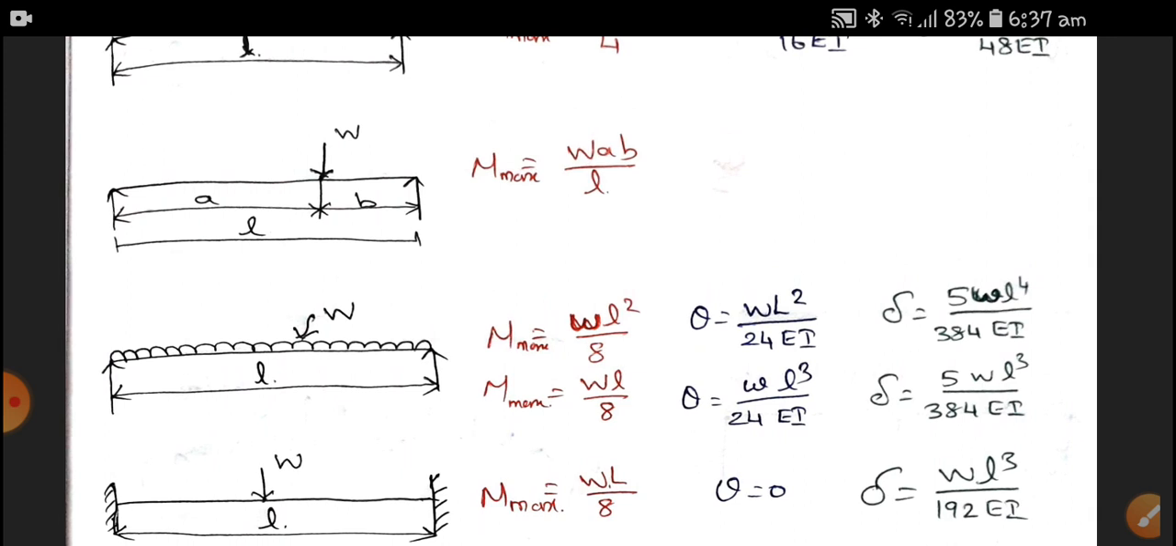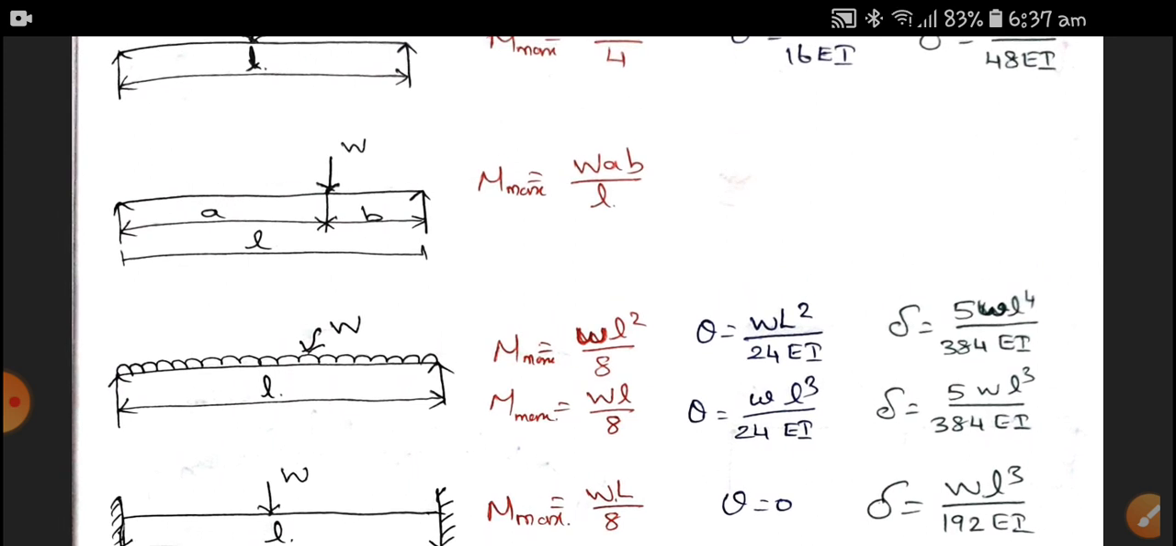Next, for the simply supported beam with uniformly distributed load over the whole beam. Here also small w and capital W come into the picture. Capital W is equal to small w into L, where small w is the rate of loading, that is capital W by L. Therefore, with small w, w L square by 8 is the maximum bending moment and the slope theta is equal to small w L cube divided by 24 EI and delta is equal to 5 into small w L power 4 divided by 384 EI.